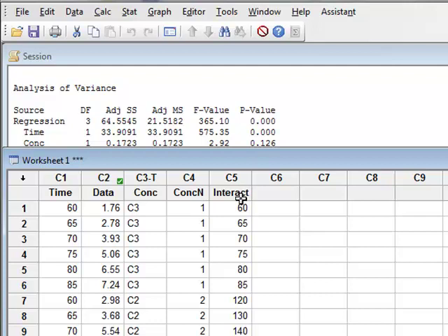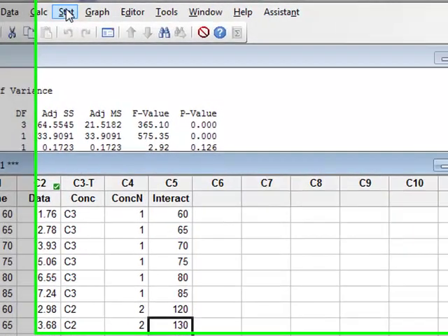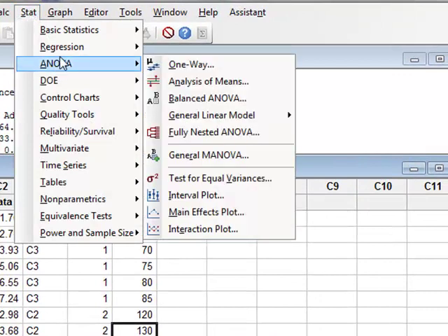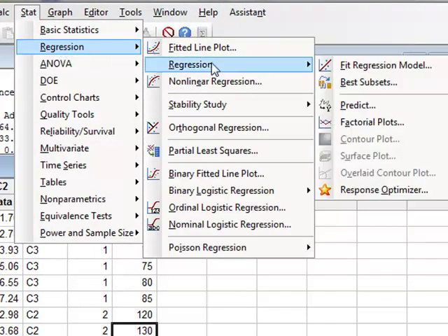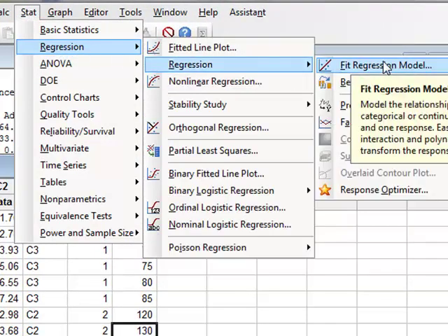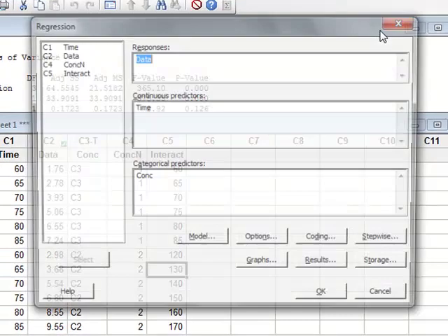And this we can do by introducing the term Interact, which is then a simple multiplication of the time value times the concentration value. 60 times 1 is 60, or 65 times 2 is 130. Now, using these numeric variables, we can return to Stat, Regression, and we will fit a new regression model.